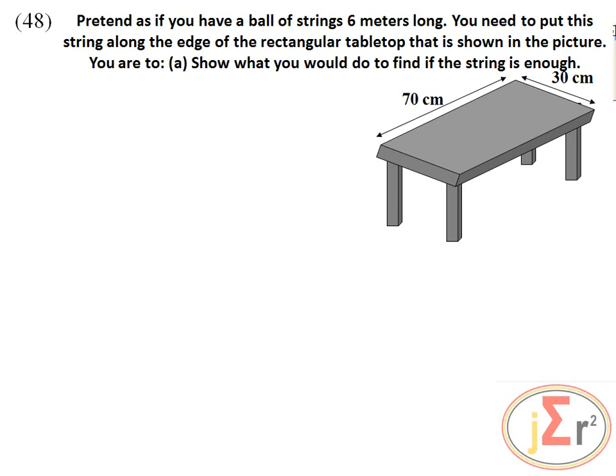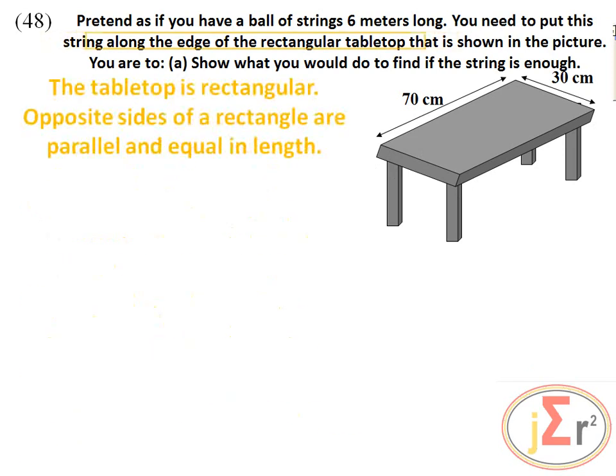Well, we will show that we have enough string by first finding the distance all the way around here. And if the length of the string is more than the distance around the top of the table, then we are sure that we have enough string. If the string is not longer than the distance around the top of the table, then we are sure that we do not have enough string. The tabletop is rectangular.